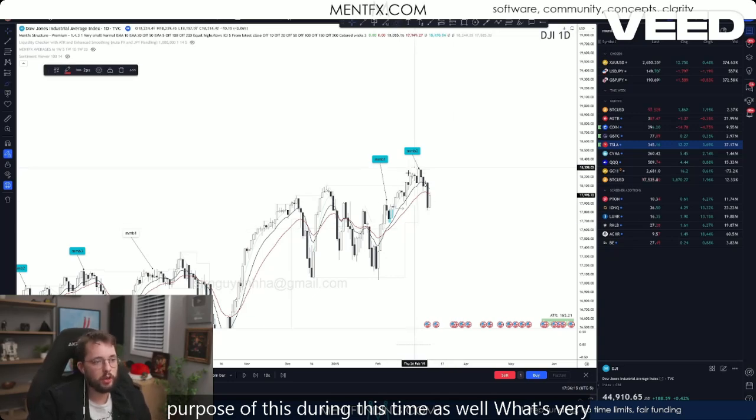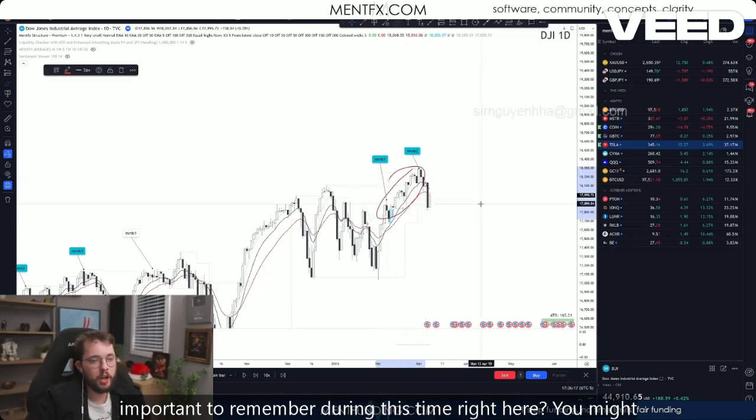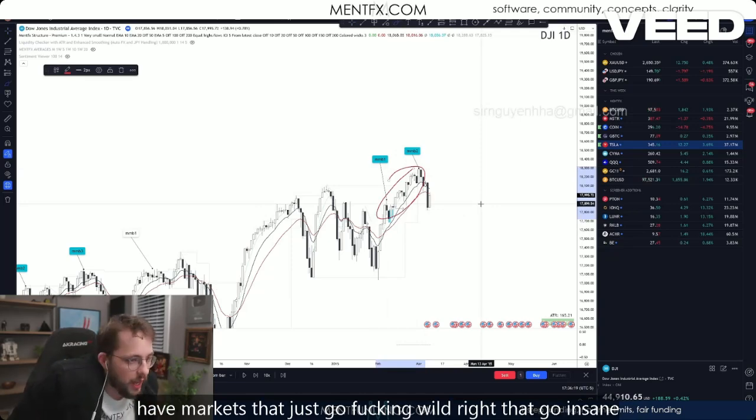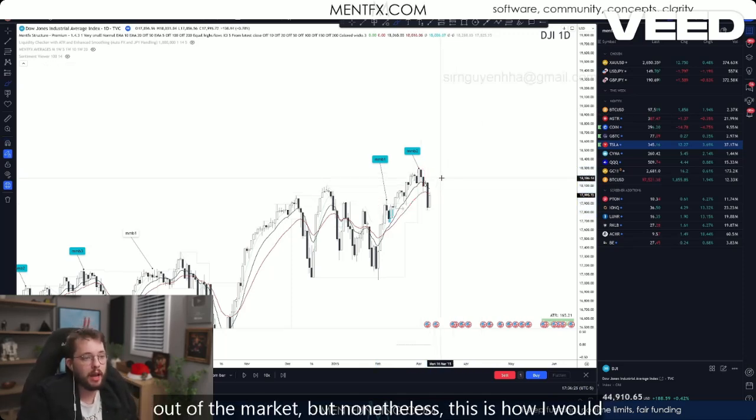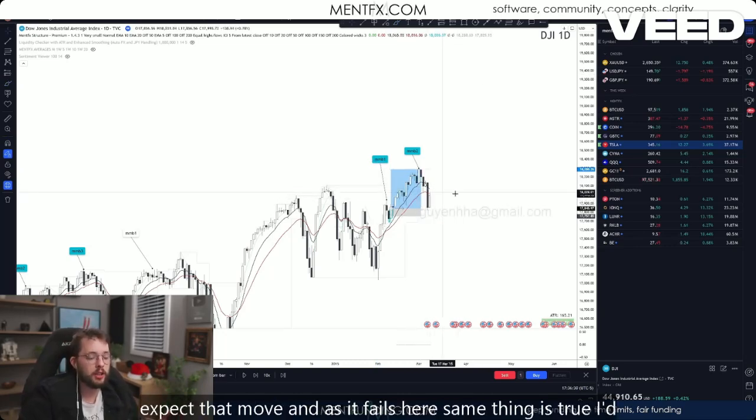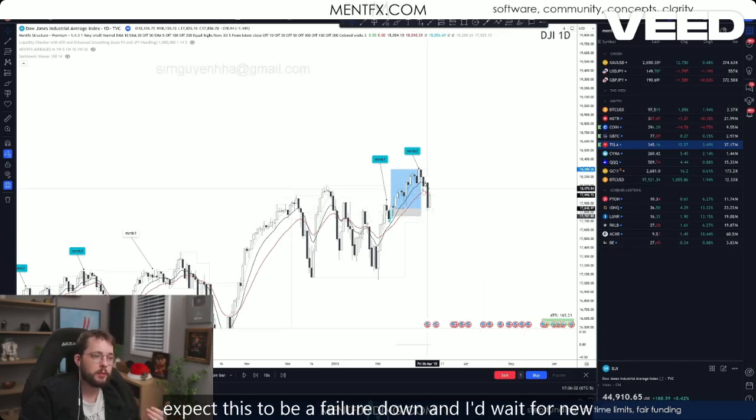During this time as well, what's very important to remember, you might have markets that just go wild, that go insane and give you insane opportunities to take a lot of capital out of the market. But nonetheless, this is how I would expect that move. And as it fails here, same thing is true. I'd expect this to be a failure down, and I'd wait for new accumulation.